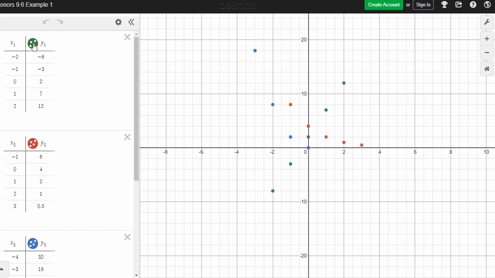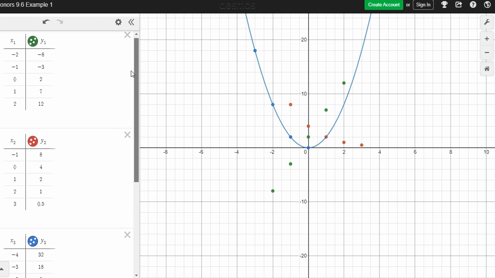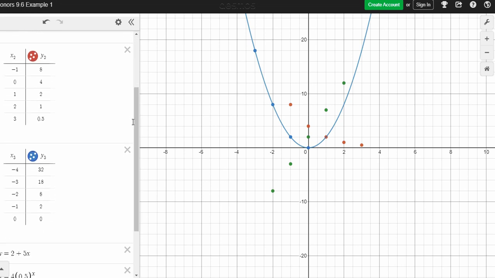So here's that first one. Here's the first one, a line right there, 2 plus 5x. Here's the second one, 4 times 0.5 to the x, exponential. And there's the last one, y equals 2x squared. And here are our data sets that we made. You can check what we had. So it works.